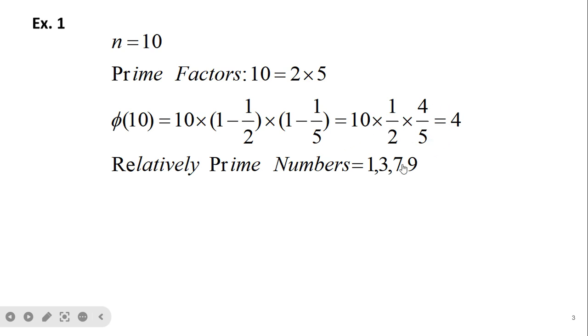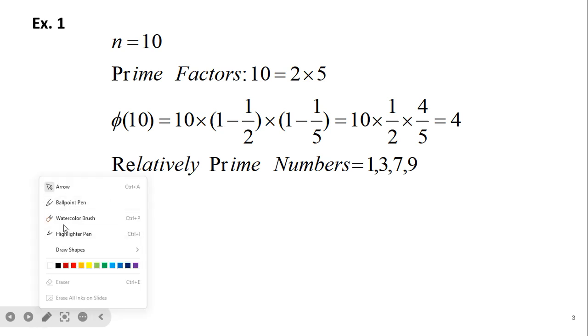So 4 numbers are relatively prime to n, and they are 1, because 10 and 1 are co-prime since their GCD is 1. 10 and 3, their GCD is 1. 10 and 7, their GCD is 1, and 10 and 9, their GCD is 1. All other remaining numbers will not count, like 2, because 2 and 10 have 2 in common. 10 and 4, 2 is common. 6 and 10, 2 is common, and 10 and 8, 2 is common. So the relatively prime numbers are 1, 3, 7, 9. In the Euler Totient function, we just need to find this count, that is 4.